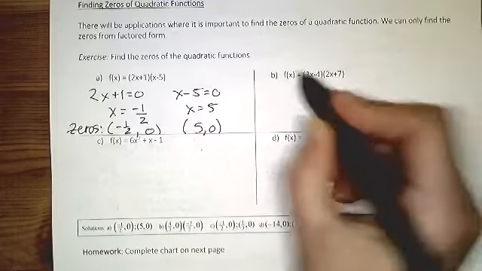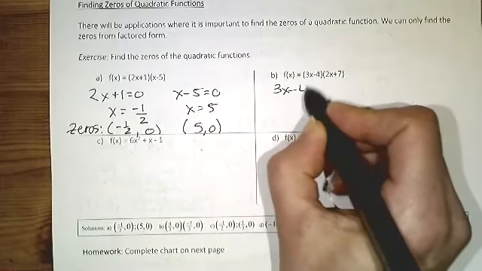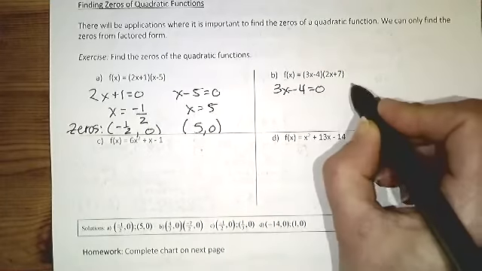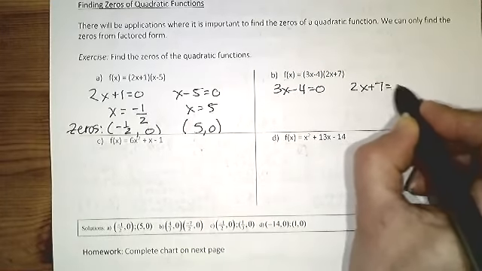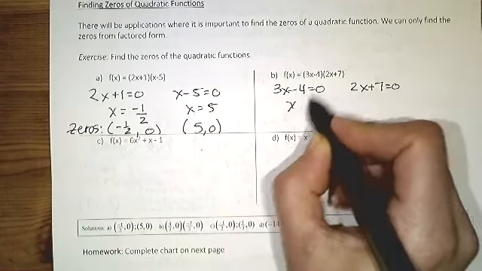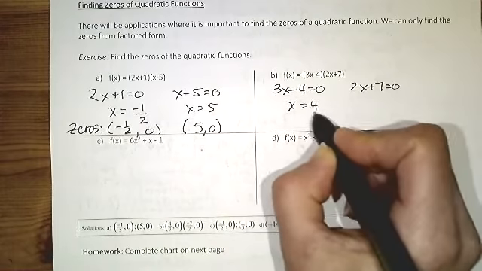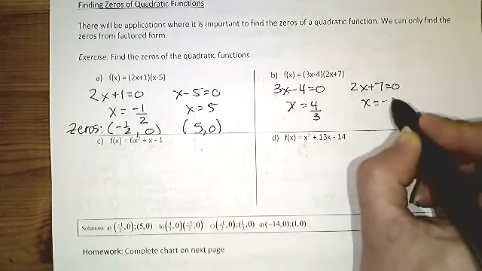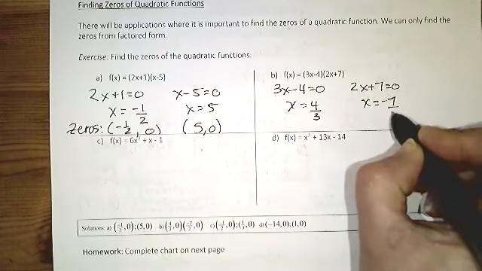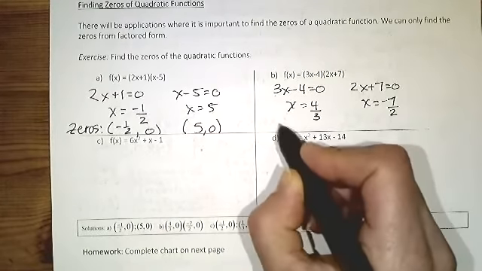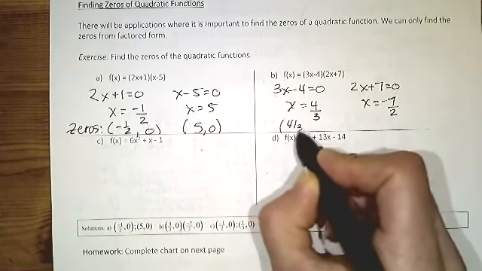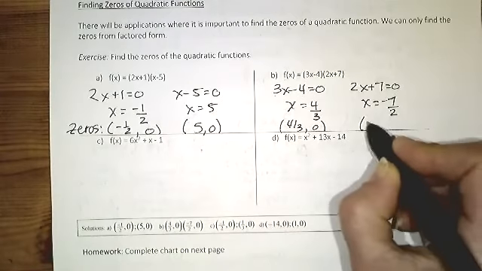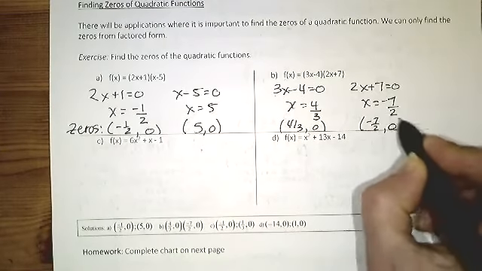So let's look at the next one. Set each of the factors to 0. Bringing the 4 over, it will be positive, dividing by 3. For this one, we'll bring the 7 over to a -7, and we'll divide by 2. So our zeros here are 4/3, sorry, and -7/2, and 0.